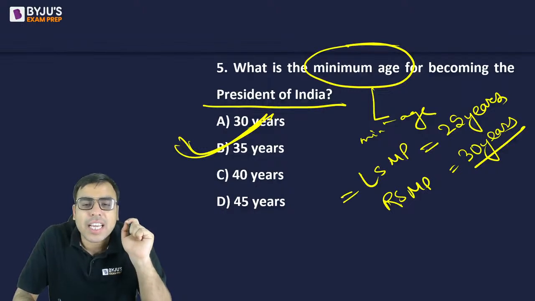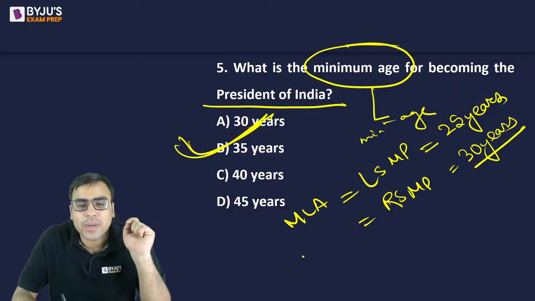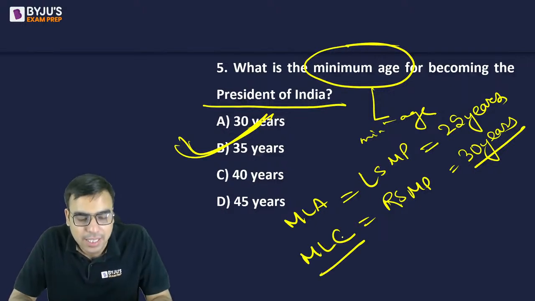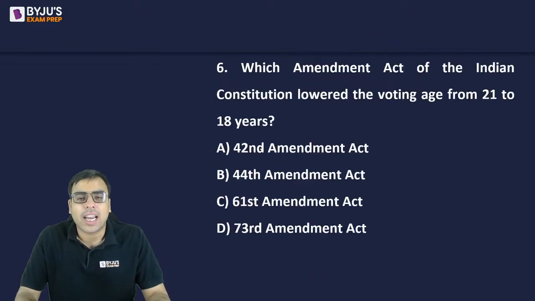Okay. Similar is the case with MLA. If you want to become an MLA, you need to have 25 years minimum age. You want to become an MLC, you need to have 30 years minimum. Okay. So B is the right answer. Okay. Let's move on to the next one.